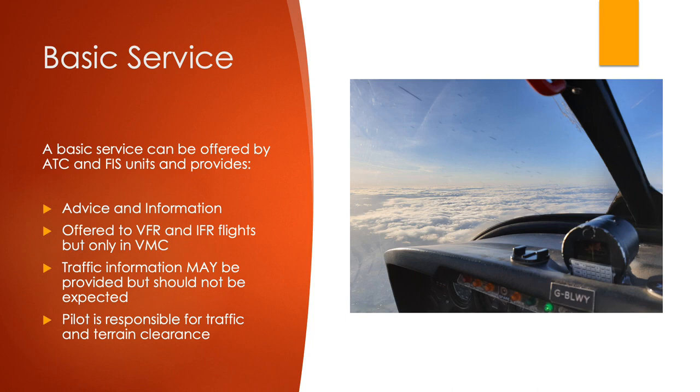Okay, so we have to be in sight of the ground. Traffic information may be provided, but should not be expected. It's a basic service, so they're not obliged to tell us about any other traffic. But if they have the capability to do so, they will. If they're a radar-equipped service, then they'll be able to see traffic. So if there's a collision looking likely, they may give us that information, but they're absolutely not obliged to. If there's no radar equipped, then again they can tell us about other traffic from reporting positions, but they can't see it on a radar.